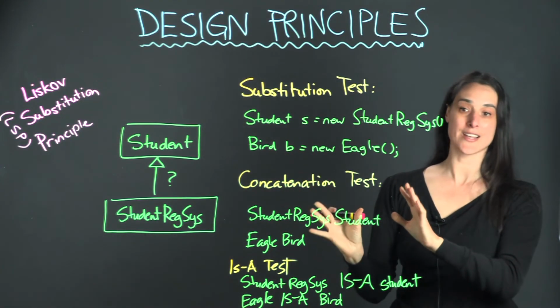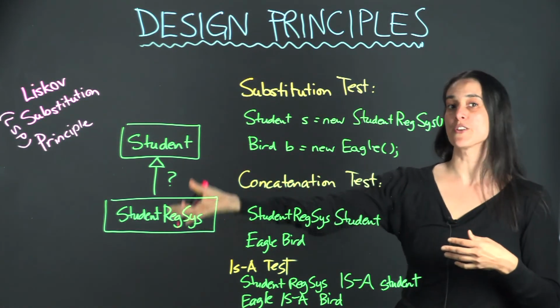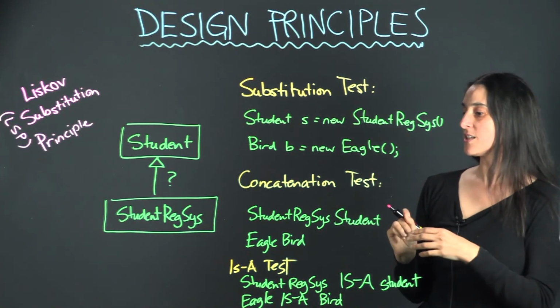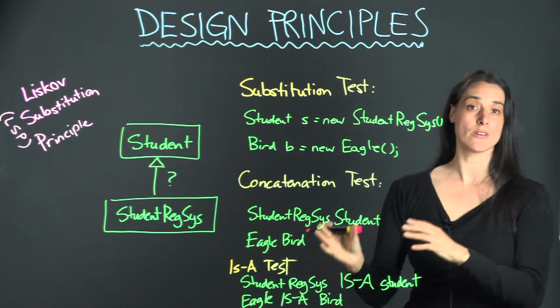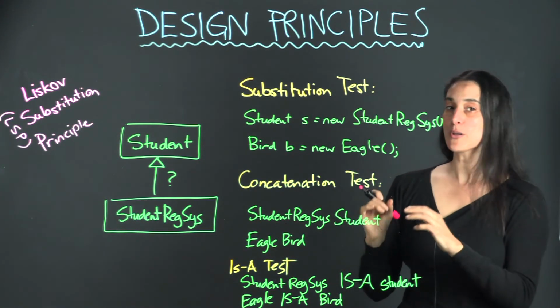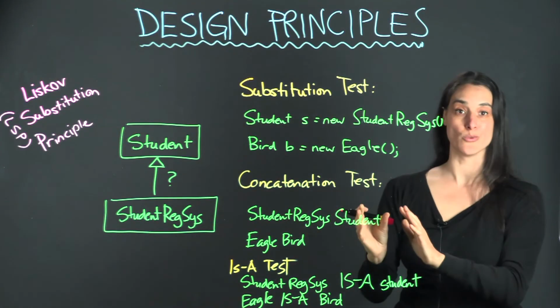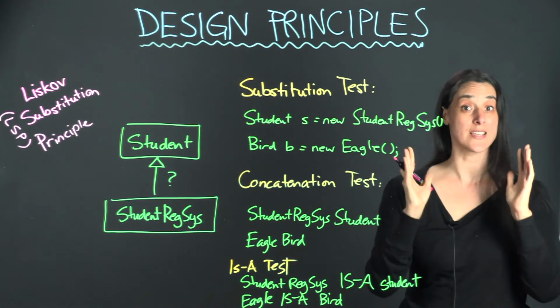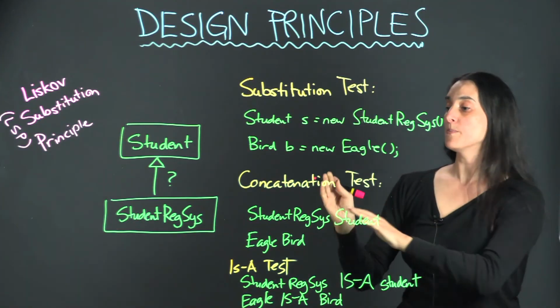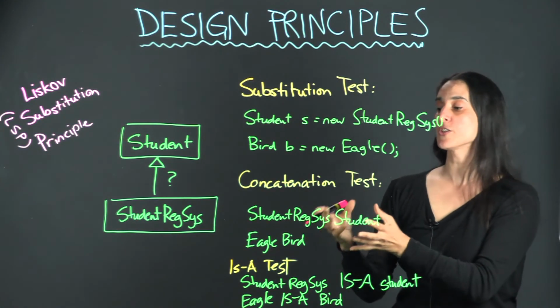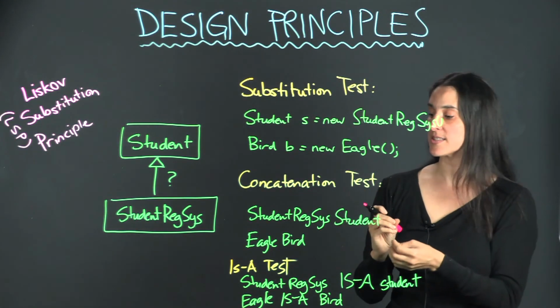The concatenation test is another nice way to intuit whether you have a proper subtype. So if we were to say eagle bird, that would feel very natural. But if we were to say student registration system student, that would make no sense at all. So by concatenating the words together, you can sort of tell whether you have the right subtype.